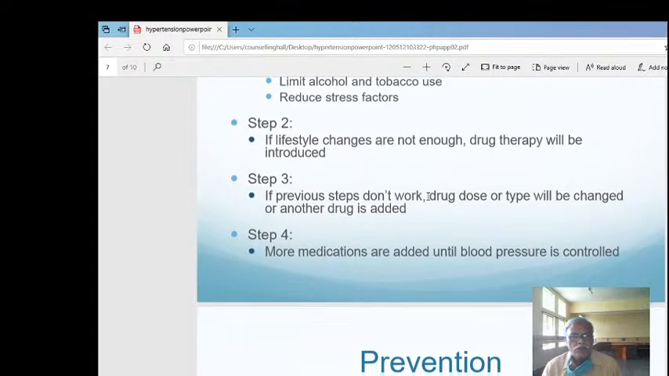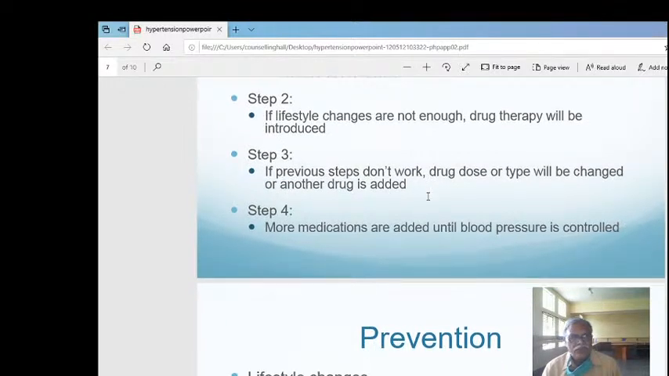We must introduce a drug of clinician's choice. Step 3 is if previous steps do not work, even after adding a drug, the blood pressure does not come down to normal, then the drug dose has to be changed, and it should be increased to the maximum limit of that particular drug.